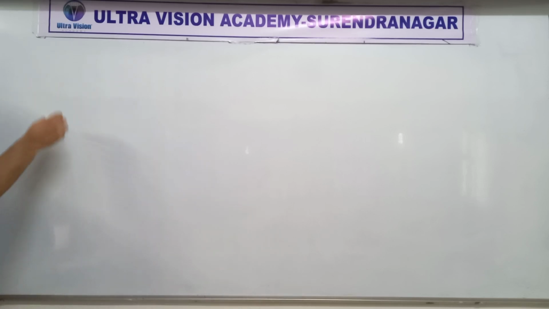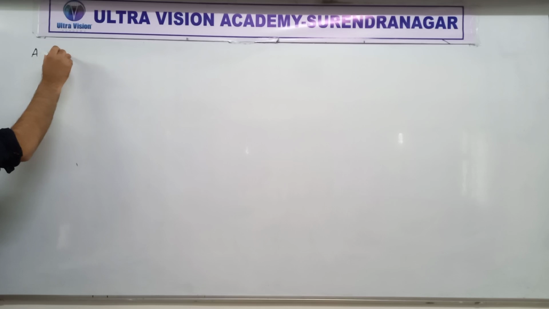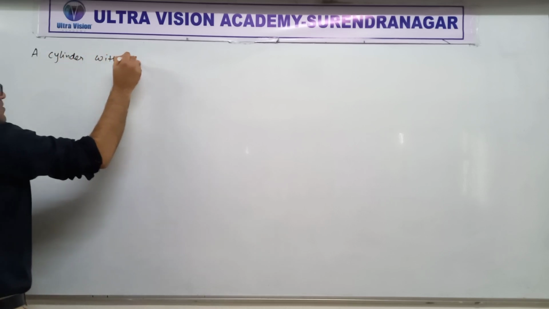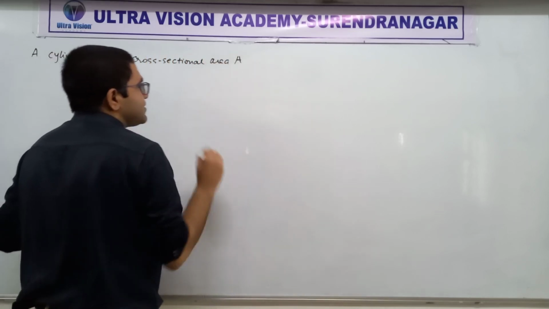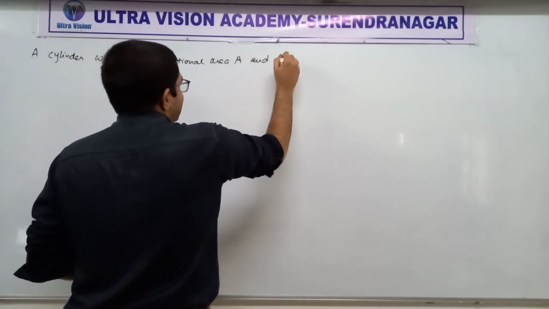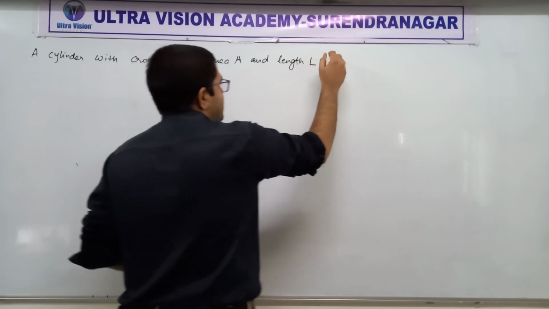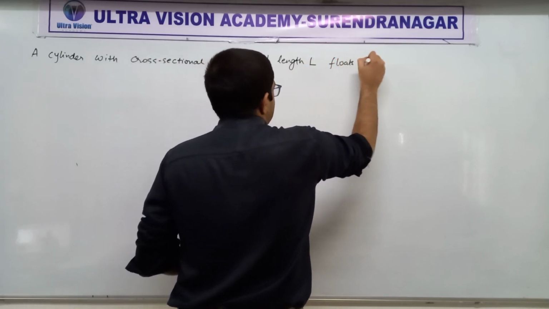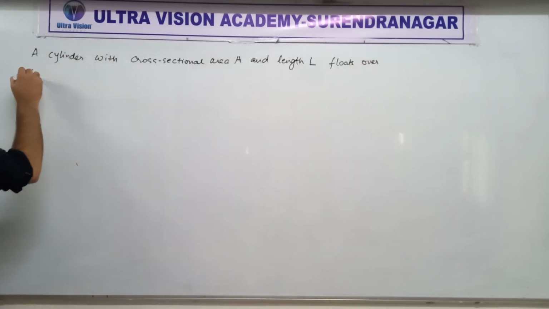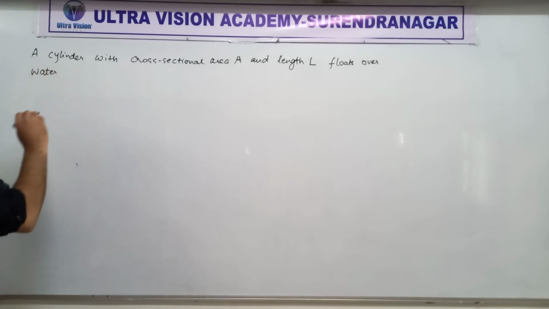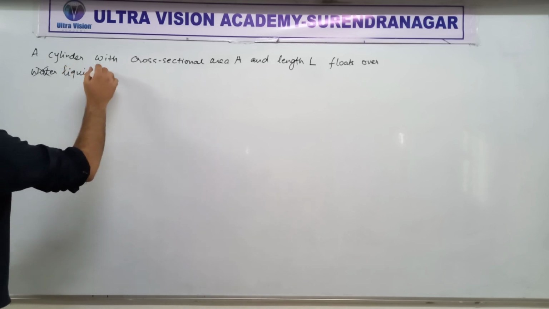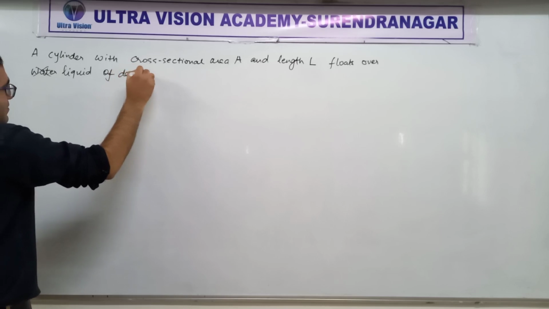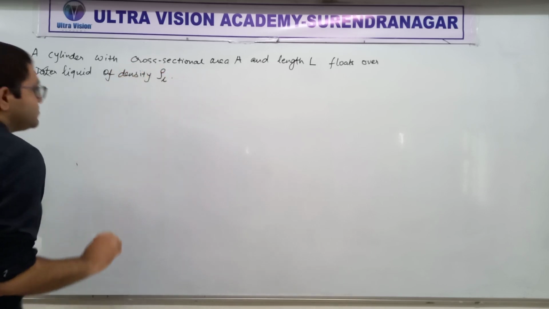Okay, so now let's talk about one more case like this. Suppose a cylinder with cross sectional area A and length capital L floats over water, or actually any other liquid, not just water, or floats over a liquid of density rho L.